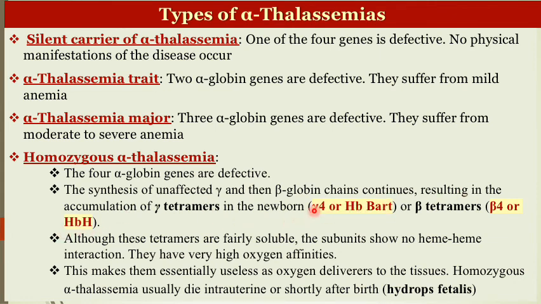Why does the fetus synthesize 4 gamma chains or 4 beta chains? Because we don't have alpha chain; there are mutations in the 4 genes. These are somewhat soluble, but they have very high oxygen affinity. They do not deliver oxygen to the tissue, so the fetus will die from anoxia, in intrauterine life or very early after birth. This condition is called hydrops fetalis.